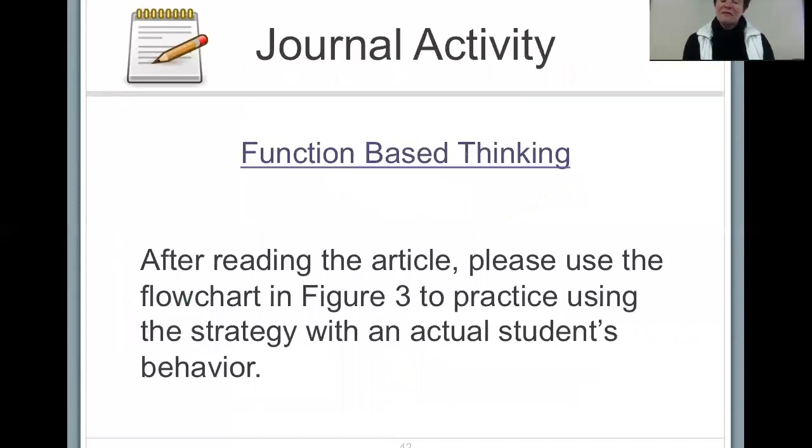This wraps up the information for Competency 5. There are 2 additional journal activities to complete for this competency. The first is to read the function-based thinking article that is included with the handouts for this video. The last journal activity is to use the flowchart found in Figure 3 of the article and practice using the strategy described with an actual student behavior from your work.